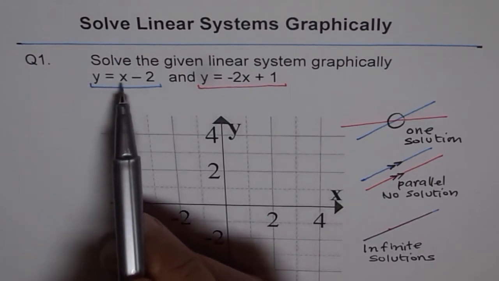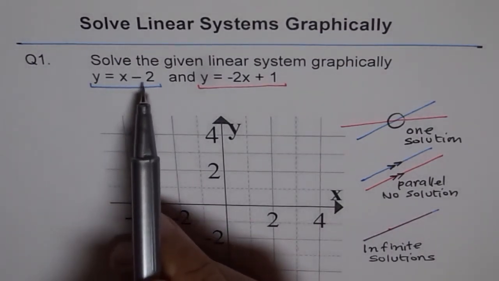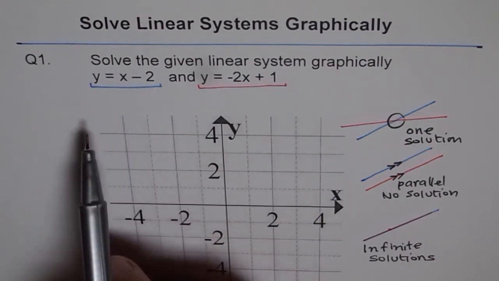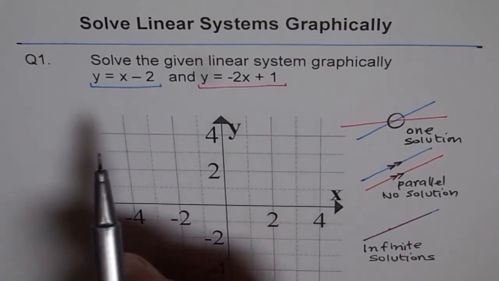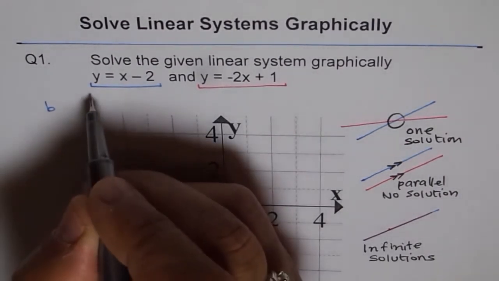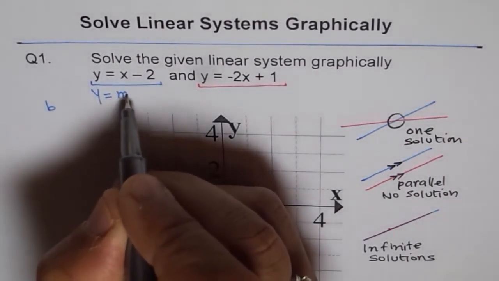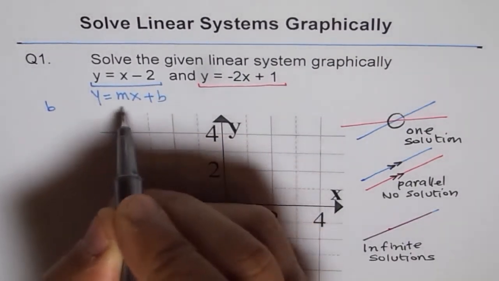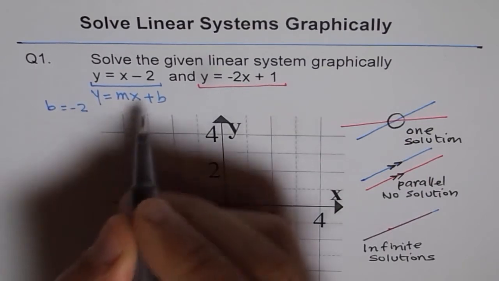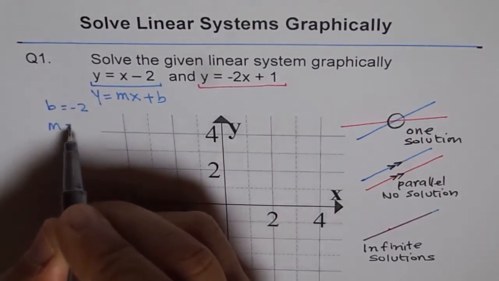y equals x minus 2. So what is the y-intercept? The y-intercept is minus 2. And what is the slope? The slope is 1. So for this line, we have the y-intercept, that is b. I'm comparing it with y equals mx plus b, right? Slope-intercept form. So b, the y-intercept, is equal to minus 2, and the slope, I'll write it in fractions, 1.